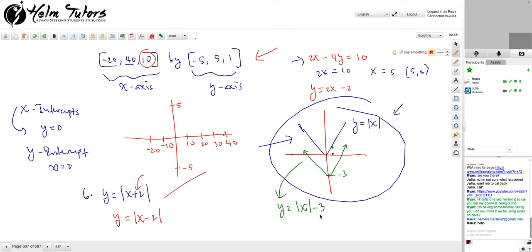The number is outside the absolute value, and it will be minus 3, plus 3, whatever it is. Like, obviously, plus 3 being going up 3.